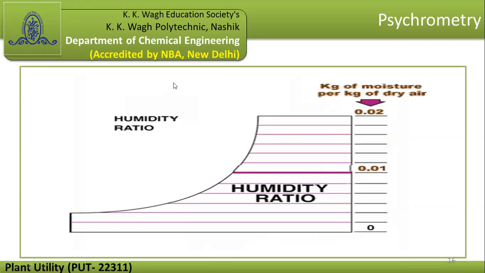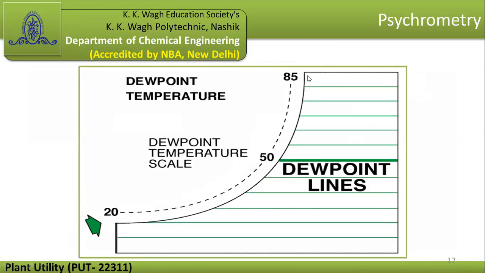Next, the horizontal lines show the humidity ratio. These horizontal lines are parallel to the x-axis, and the humidity ratio scale is given on the y-axis, in kg of moisture per kg of dry air. The same horizontal lines also show the dew point line, but the difference is that the dew point scale is given on the 100% relative humidity curve.